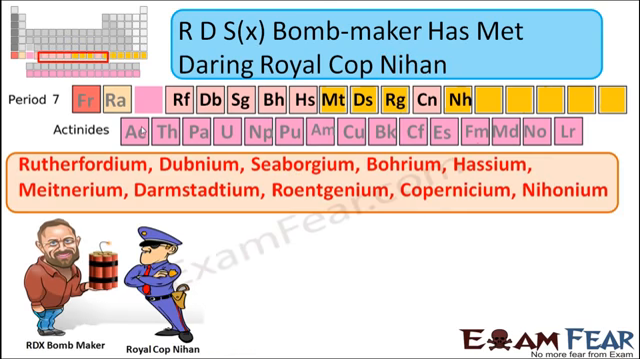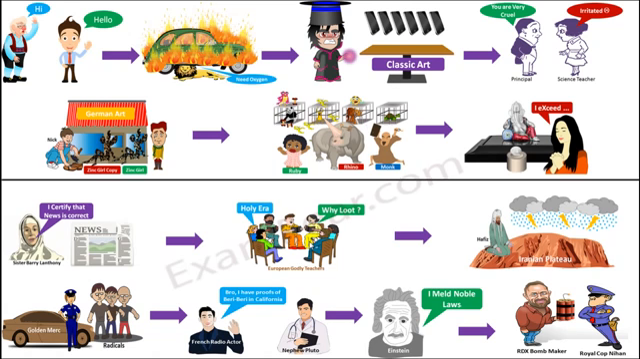So our final memory tip for these remaining elements of period 7 would be: RDX bomb maker has met daring royal cop Nihan. Now, if you remember each memory tip or each storyline, you would definitely be able to remember the elements of that particular period. But now the question is, how can we remember the sequence of these storylines? For that, we have one single story which will help you remember the sequence of the storylines.